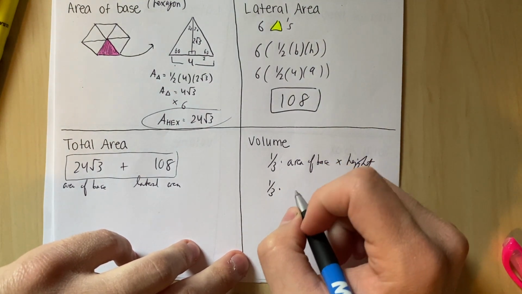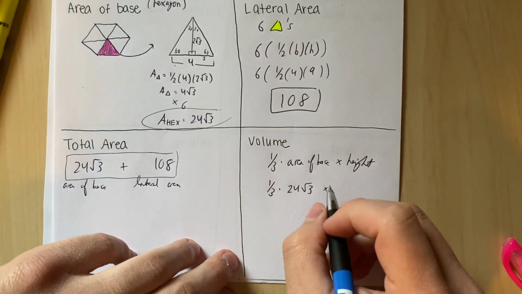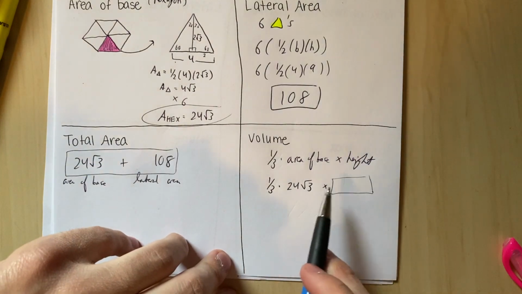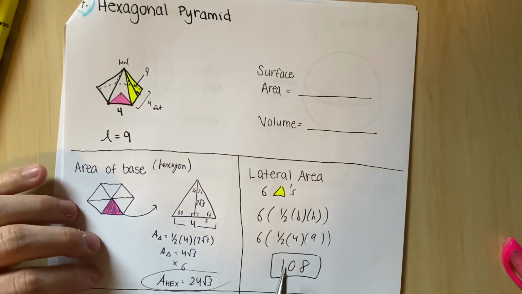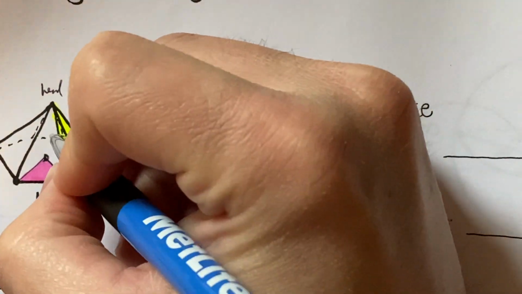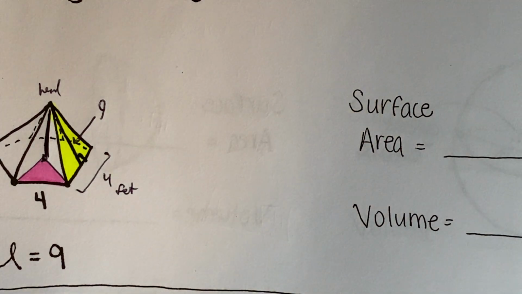Okay, the volume is 1/3. The area of the base is 24 square root of 3. That was the base. And the height, we don't know yet. So remember, the height in this picture is from here all the way up.